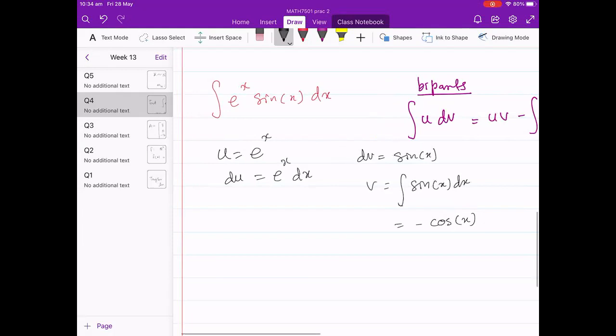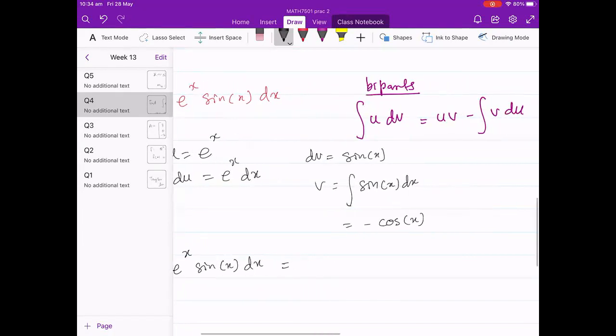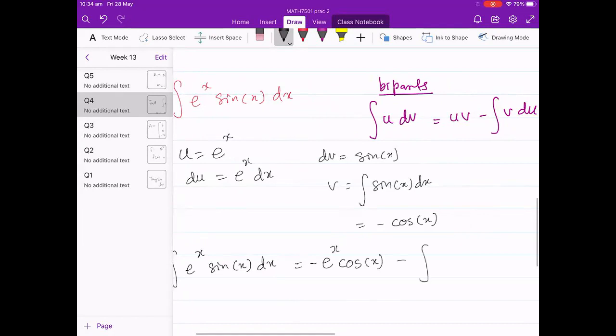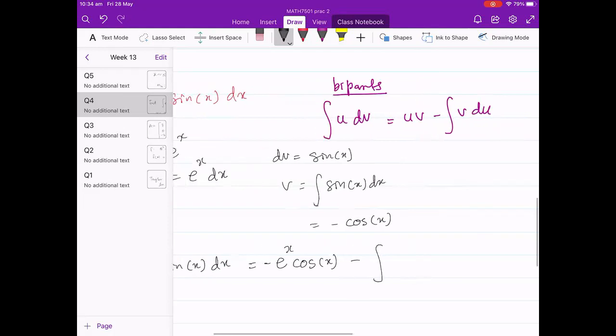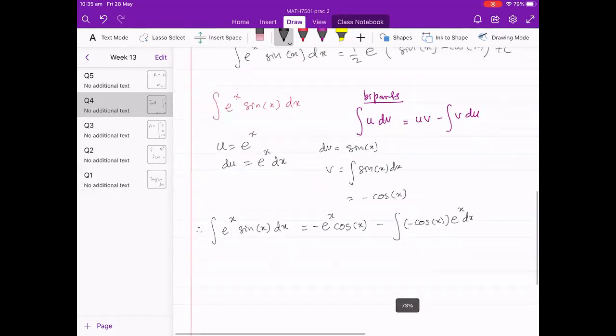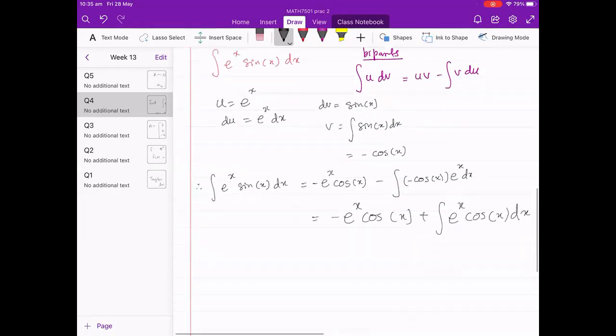Minus cos x. And putting this together, we get the integral of e to the power x sine x dx is equal to u times v, which is e to the power x times minus cos x, so minus e to the power x cos x, and minus the integral of v du, v is minus cos x, du is e to the power x dx, which is minus e to the power x cos x plus the integral of e to the power x cos x dx. All right.